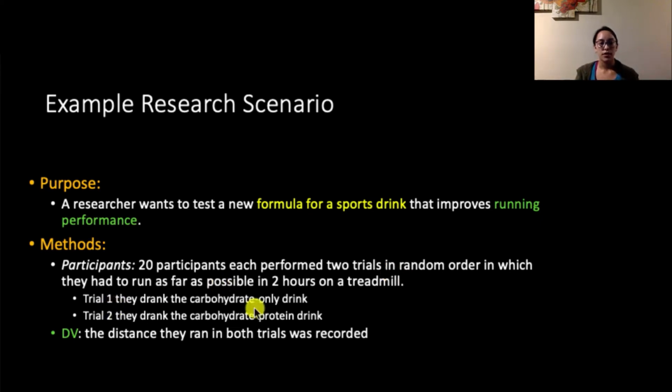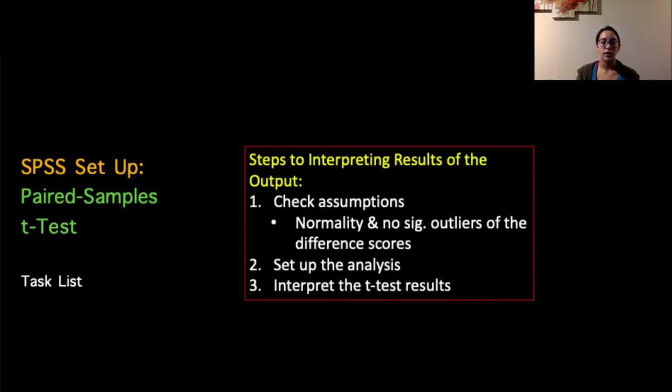Trial 1, they drank a carbohydrate drink only, and then trial 2, they drank a carbohydrate plus protein drink only. And then the distance that they ran in both trials was recorded. So from that, when we go into SPSS, again, we would copy and paste our data, make sure we're all set up. It should be that you have 2 columns of data that are both set as ratio.